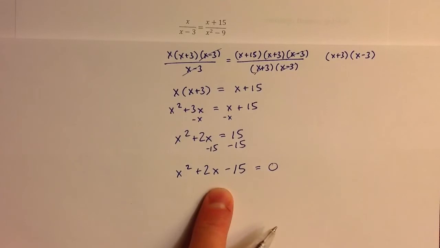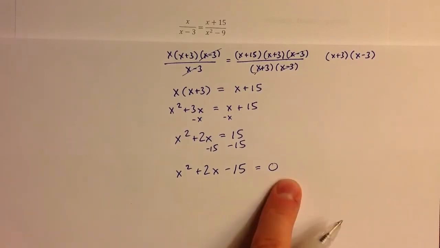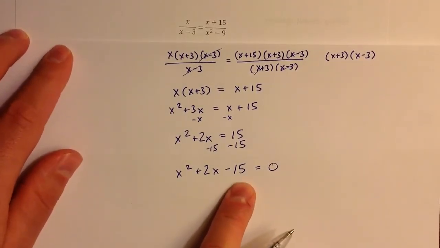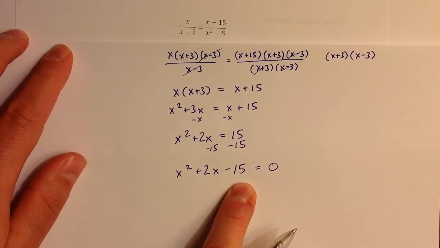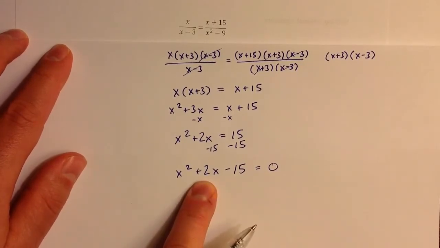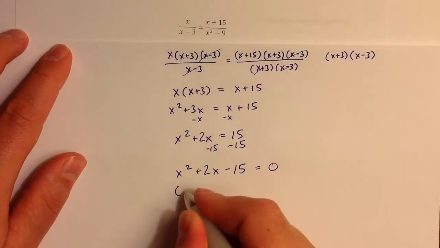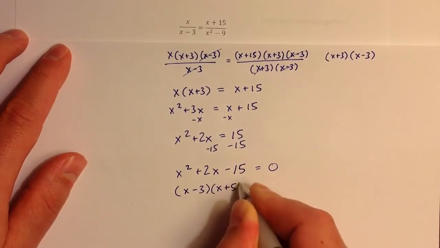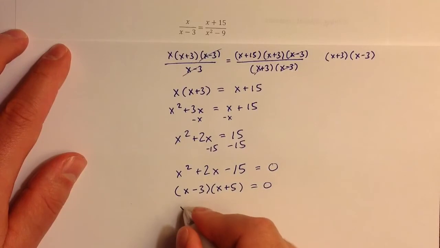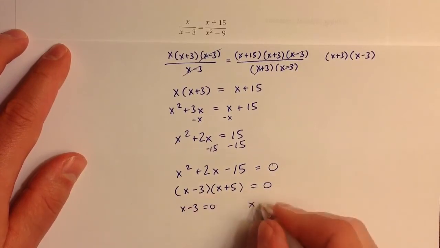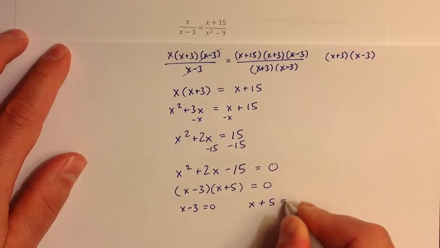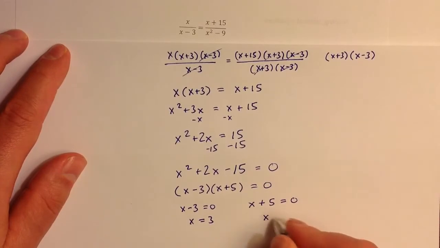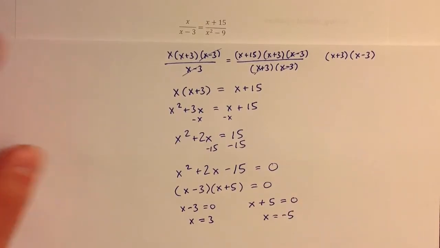And now the hope is that we can factor this and set each of the factors equal to 0 to find solutions. And we can, because negative 15 is negative 3 times positive 5, and negative 3 plus positive 5 is equal to 2. So this factors as x minus 3 times x plus 5. One solution comes from x minus 3 equals 0. The other comes from x plus 5 equals 0. So we see x equals 3 as a possible solution and x equals negative 5 as a possible solution.